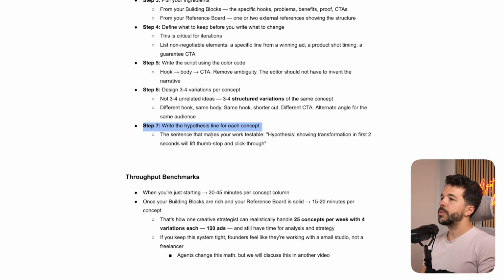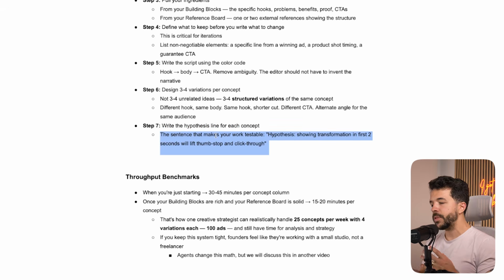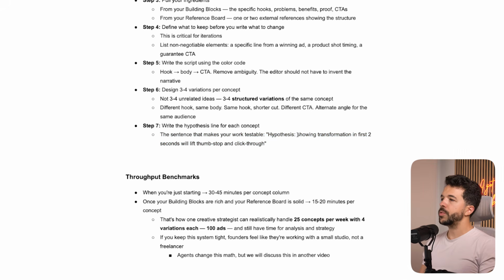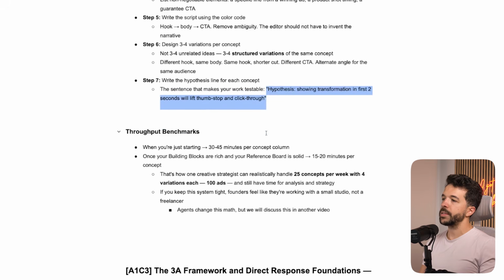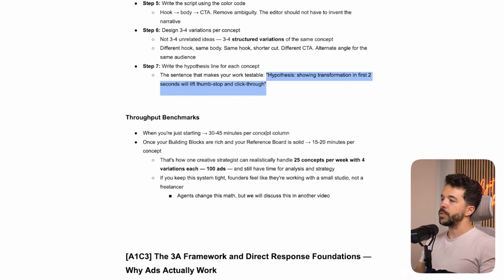Finally, step 7, write the hypothesis line for each concept. You want to make sure that everybody knows, when you are going to look at the results of these ads, what you were trying to validate with your hypothesis. So in this case, showing transformation in the first 2 seconds will lift thumbs up and click through. Let's see if it happens, and you do that during your results analysis.